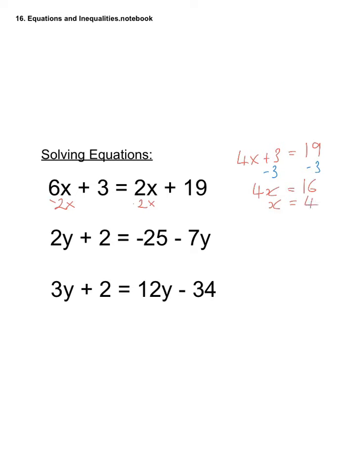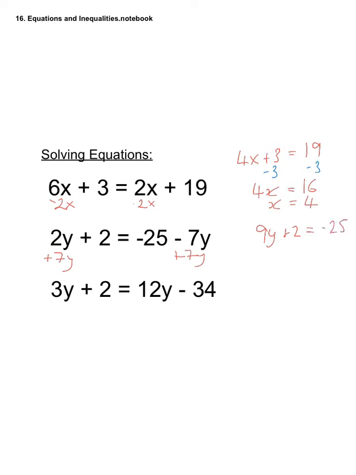Okay, let's have a go at another one. Here we have got minus 7y on the right hand side. We want to get rid of that, so we're going to have to plus on 7y here, but to keep the equation balanced, plus on 7y on the left hand side of the equal sign as well. We're left with 9y plus 2 is equal to negative 25.